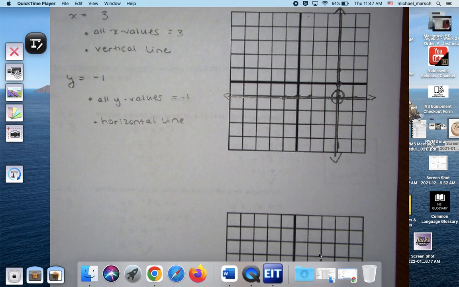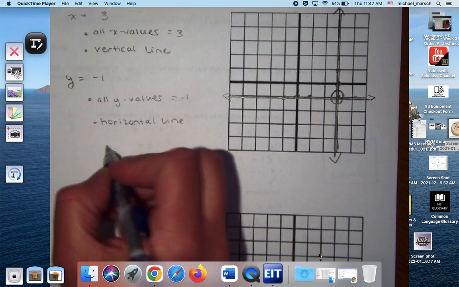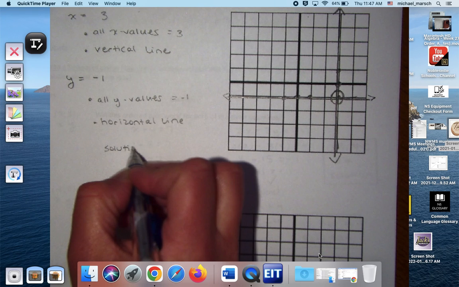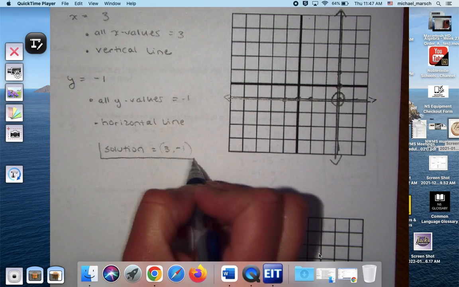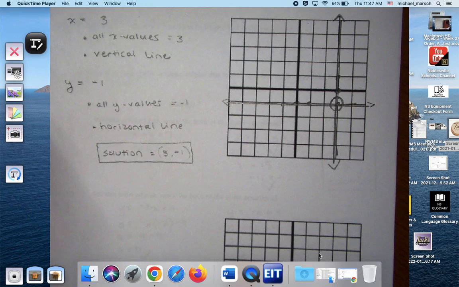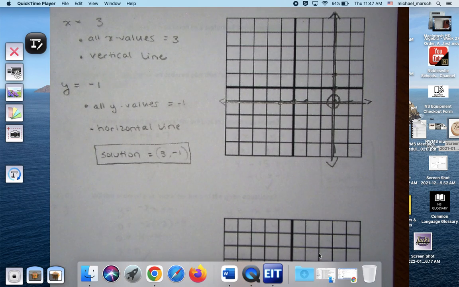So what is the solution to this system of linear equations? -3, 1. No, -1. Try again. -3, 1. So how far do you go over? You go +3, -1. Right? So my solution equals 3, -1, which happen to be the values I started out with. Right?